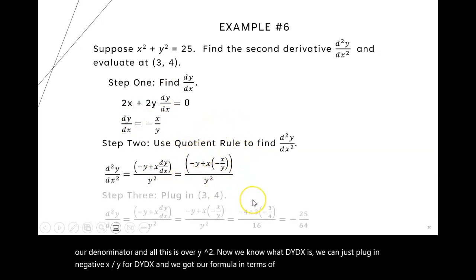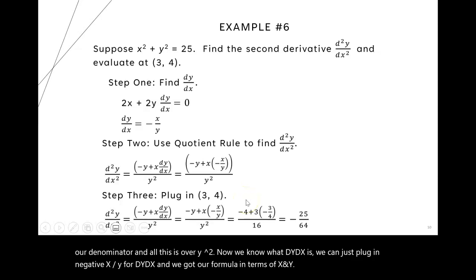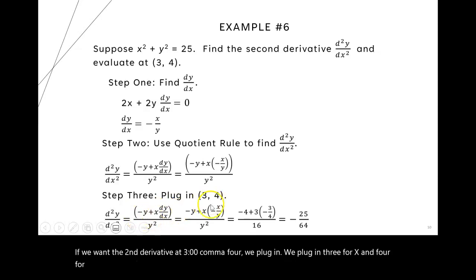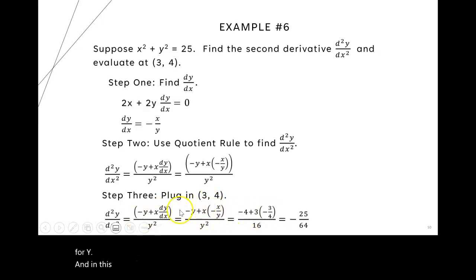and we got our formula in terms of x and y. If we want the second derivative at 3 comma 4, we plug in 3 for x and 4 for y. And in this case, we plug in negative 4 plus 3 times negative 3/4 all over 16. This simplifies to negative 25 over 64.